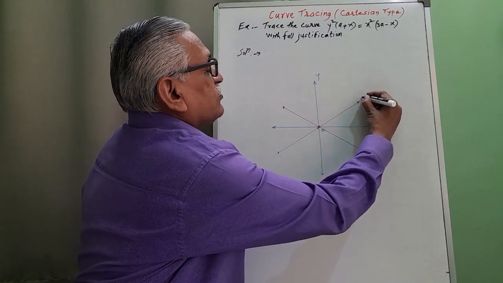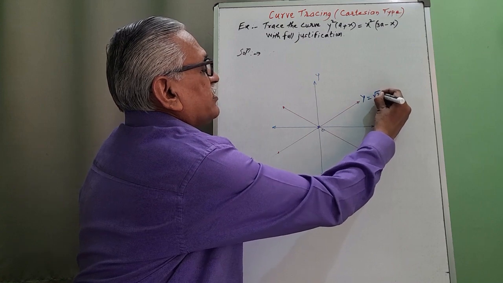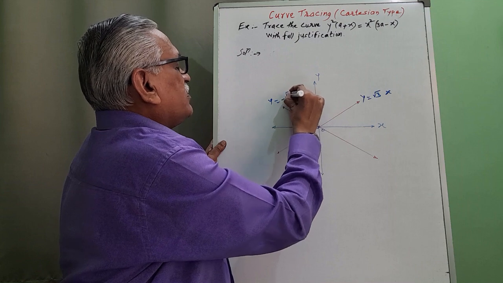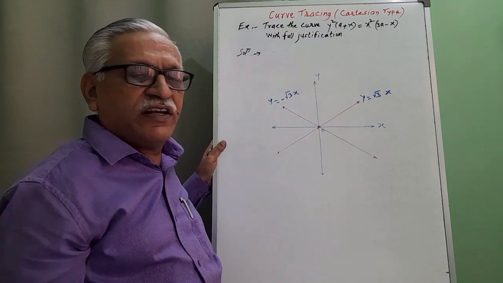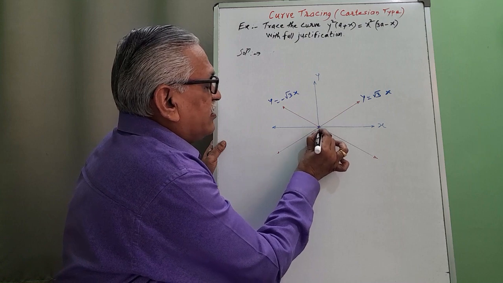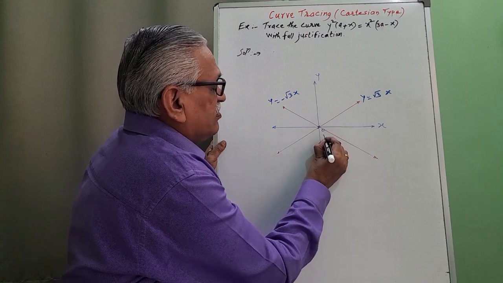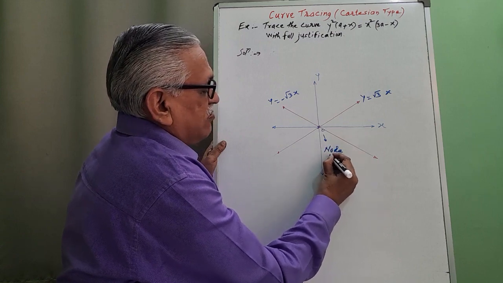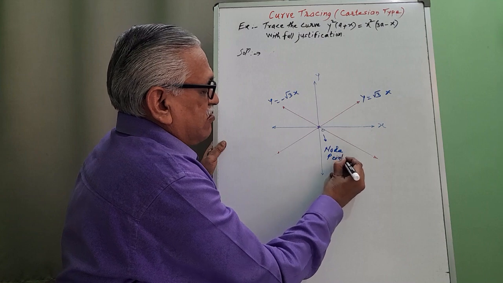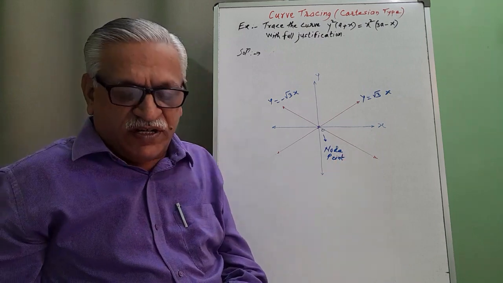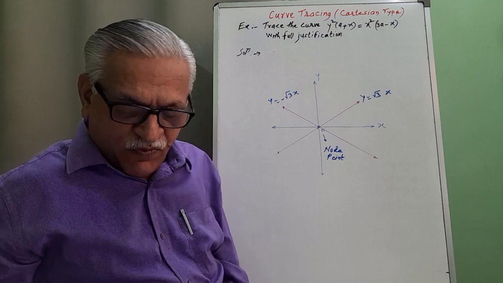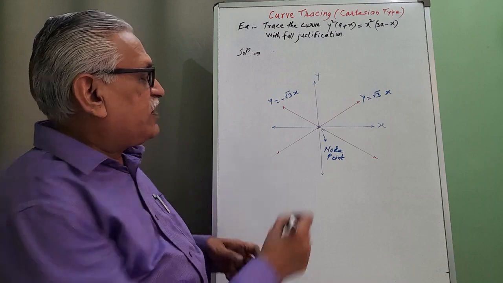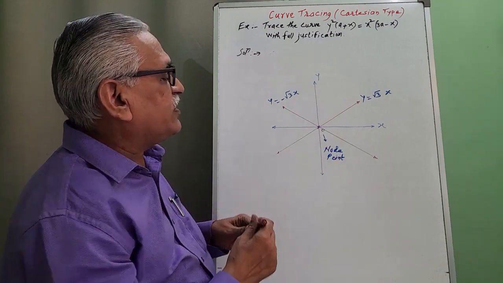This is y equal to root 3 into x, and this one is y equal to minus root 3 into x. And as we are getting two different tangents, that point at origin is called a node point. Two different tangents at the same point, then it is called a node point. Then the points of intersection. There are 2 points of intersection. One is origin and the second one is 3a, 0.